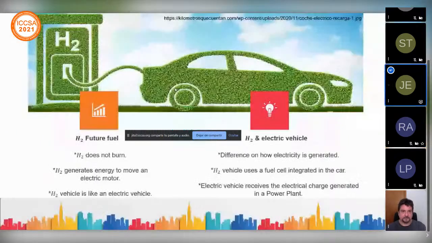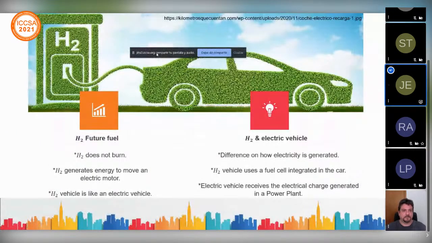Okay, what about hydrogen and cars? Hydrogen will be the future fuel because it does not burn. It generates energy to move an electric motor, and we can consider that a hydrogen vehicle is like an electric vehicle. So what is the difference? The difference is in how electricity is generated. A hydrogen vehicle uses a fuel cell integrated in the car, while an electric vehicle receives the electrical charge generated in a power plant.